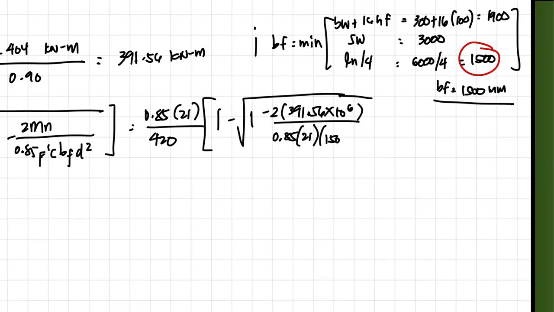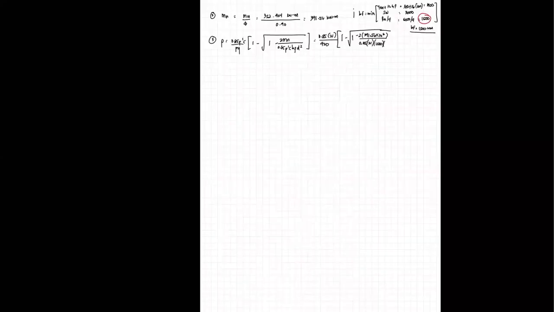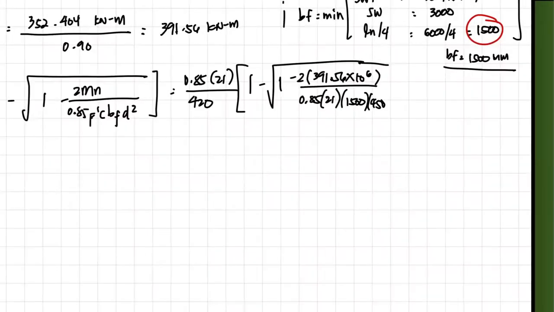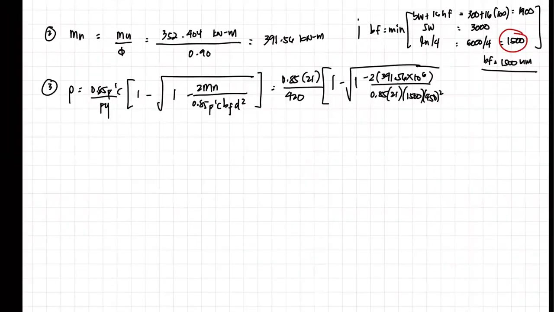Okay? So 1,500 times ang ating d is based from our equation, that is 450 squared. Okay? So rho is equals to 0.85, 21, 420, 1 minus square root of 1 minus 2 times 391.56 times 10 to the 6 over 0.85, 21, 1,500, 450 squared. So 0.00319.